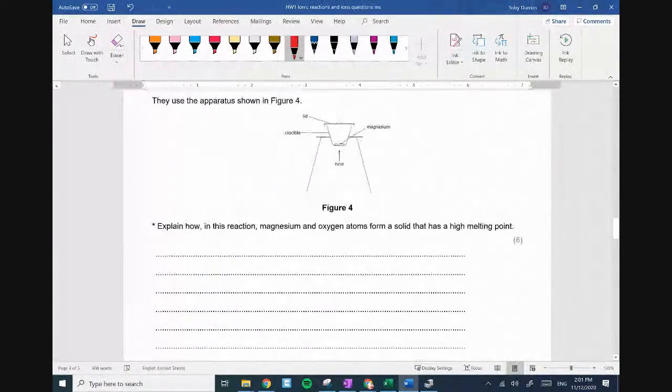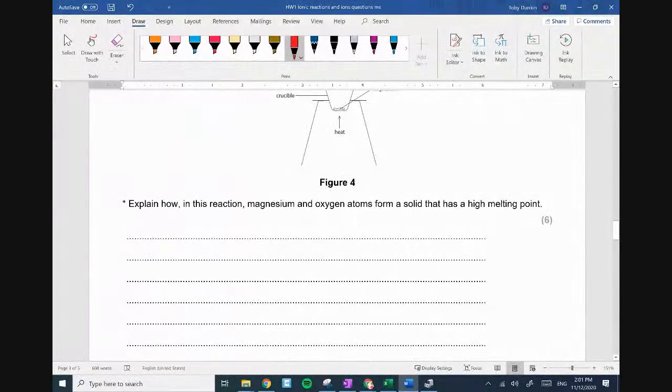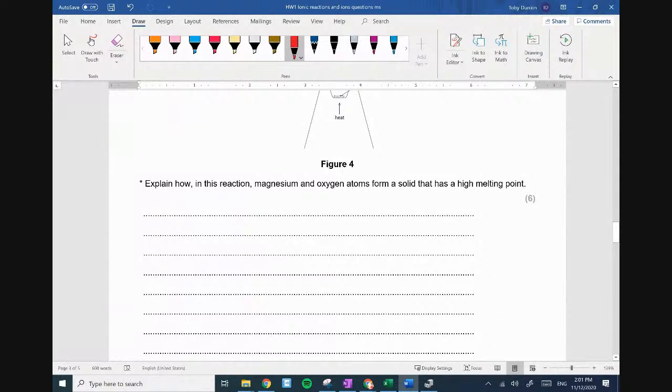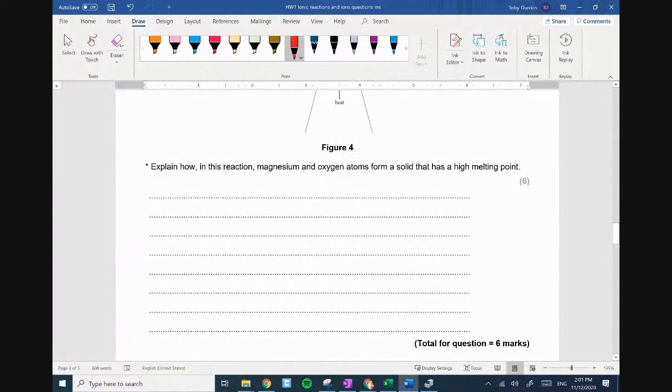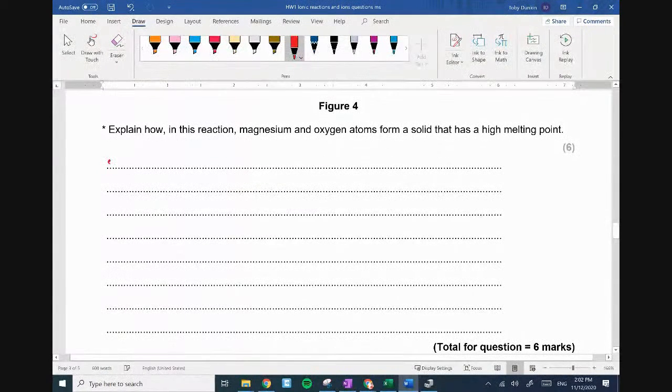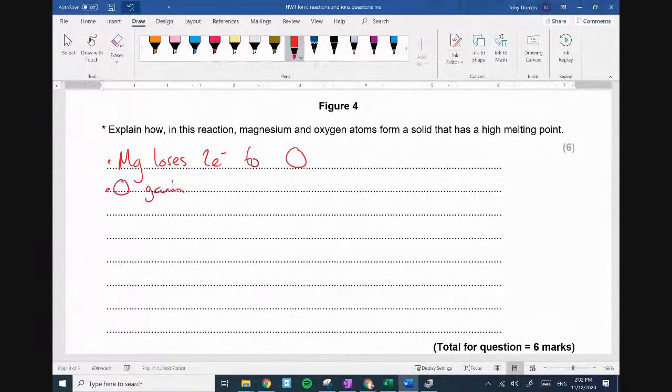Okay, explain how in this reaction, magnesium and oxygen atoms form a solid with a high melting point. Okay, now, by the way, we can score the marks on this. So we're going to say magnesium loses 2 electrons to oxygen. Remember that we'd have to write this down properly in words, guys. I'm just very aware that I'm cheating here with symbols and everything. Yeah, in your exam, you'd have to write it out as a full sentence. Please be aware of this. Magnesium loses 2 electrons to oxygen. Oxygen gains 2 electrons from magnesium.